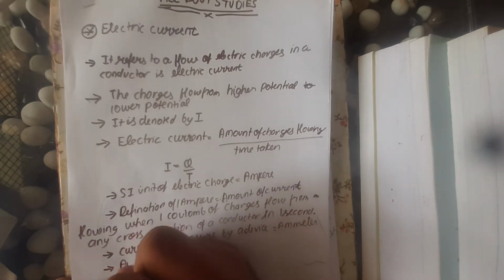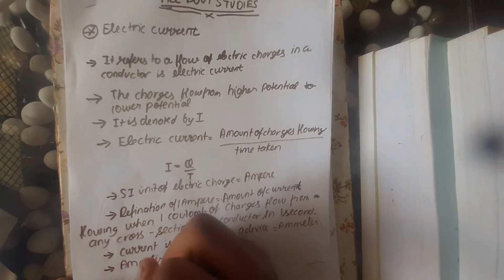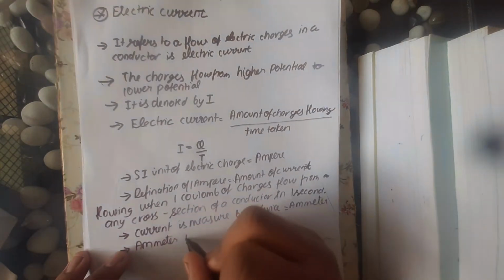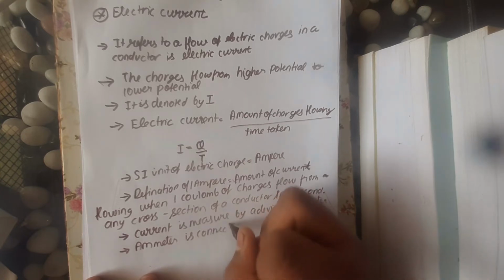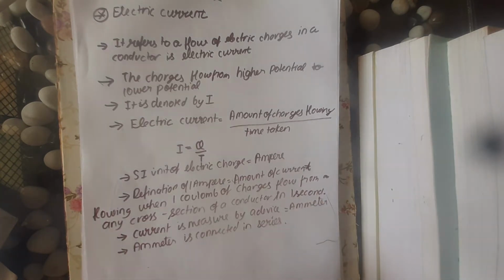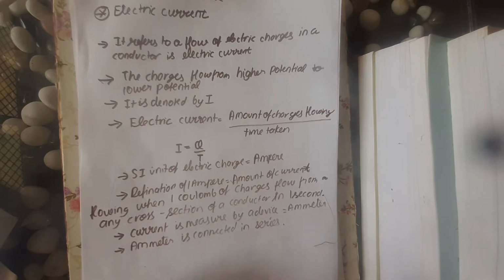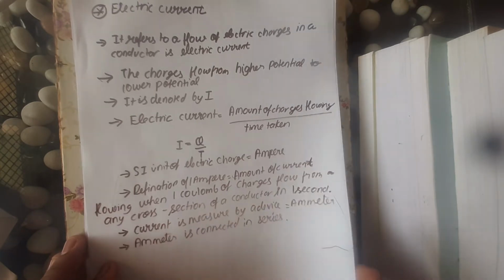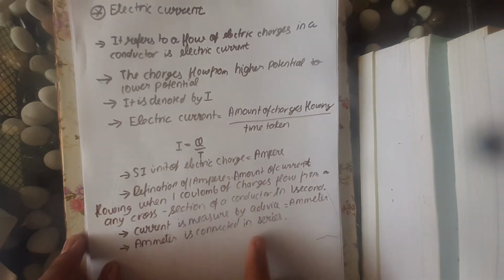Now, some important facts about the ammeter that can be asked in your CBSE examinations or internal examinations: the ammeter is connected in series. Now you might be thinking, what is series and what is parallel. We are going to cover everything, series, parallel, each and everything, in our later videos, so don't worry right now. You just have to remember that the ammeter is connected in series.